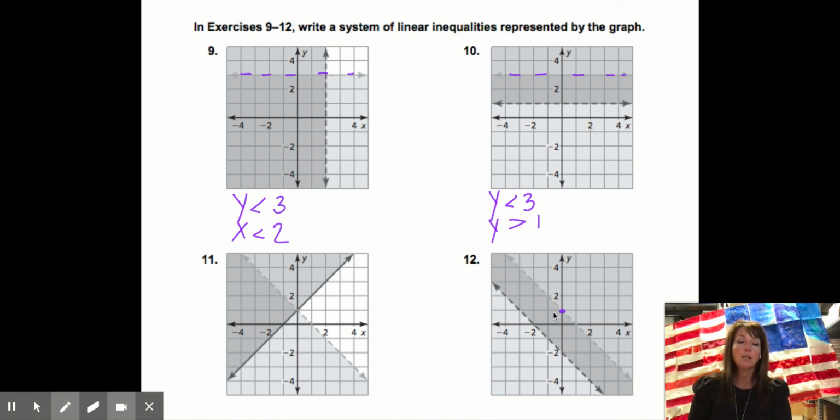So we have a -1 slope. So one linear equation for number 12 is that y, and because this part is shaded, it's going to be less than. So y is less than negative x plus 1. All right. This y-intercept is -2, and the y is going to be greater than, and we have a slope of up 1, back 1. So we have y is greater than -x minus 2. So these are the two equations that represent this system.